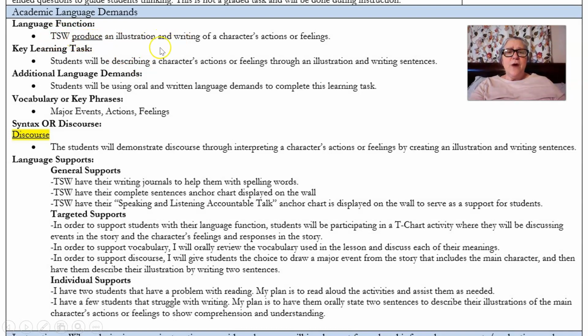The student will describe characters' actions or feelings in an illustration and in writing. What's wrong with that? I think that's got it.